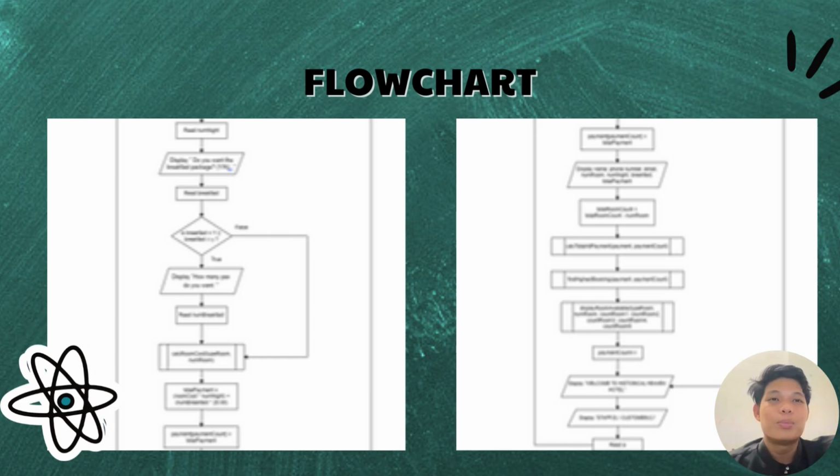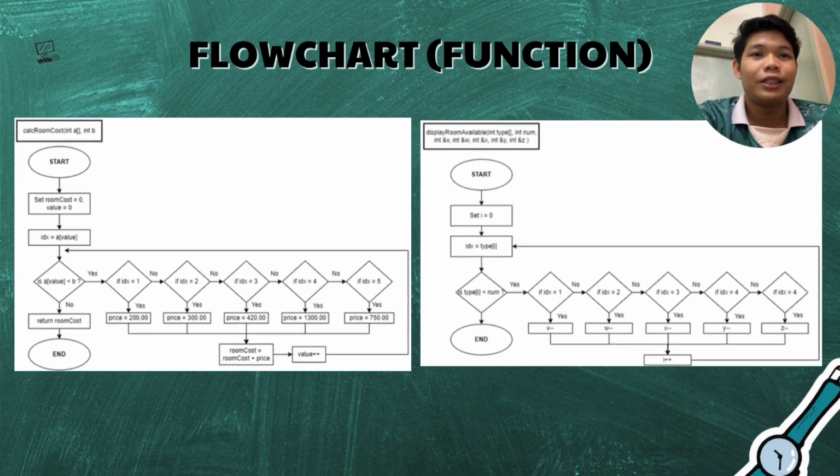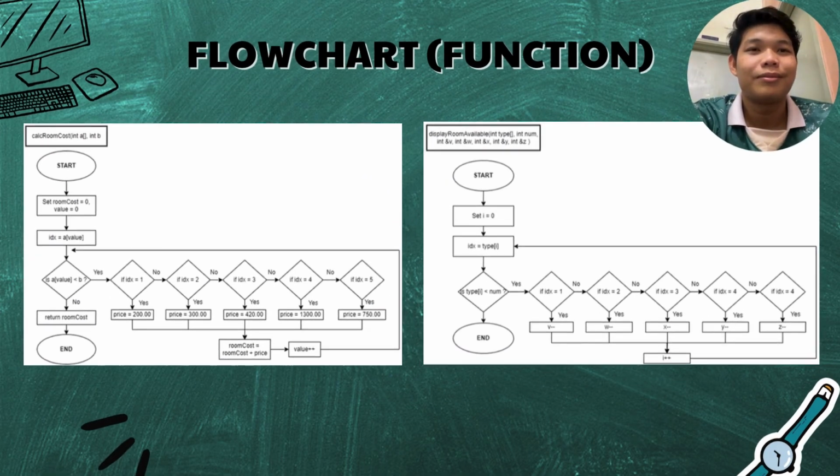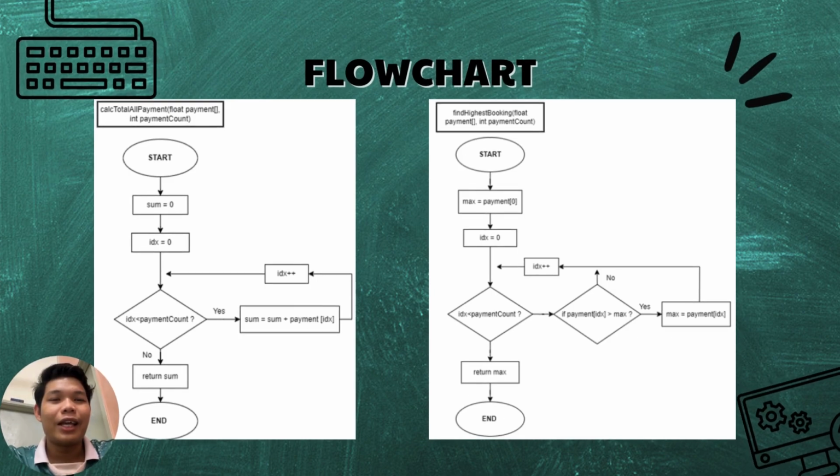If the user inputs staff, they will display enter your staff number, and the program will read staff number and display staff number, total all payment that day, total room available, and the highest booking among all the customers. After they display all the information as a staff, the program will end. This is the flowchart function that we use, and these are another two flowchart functions that we will use.